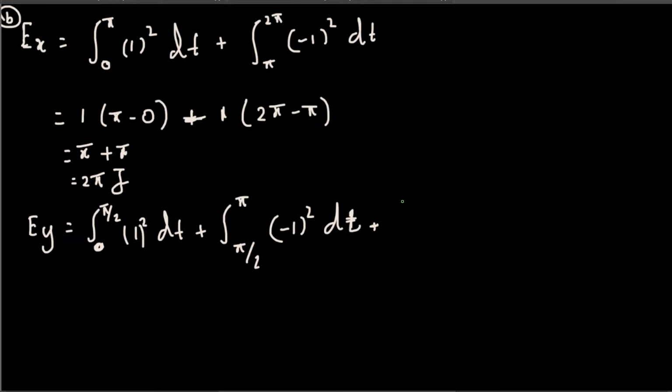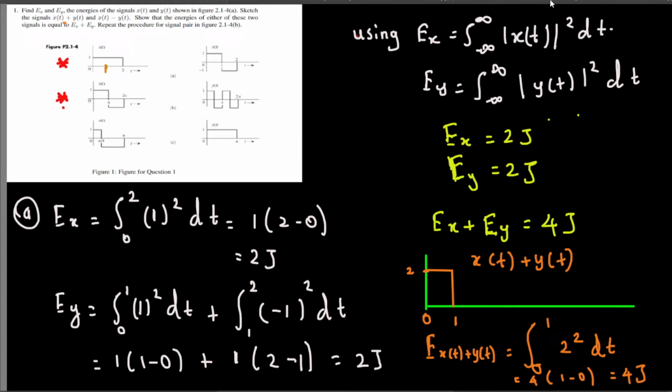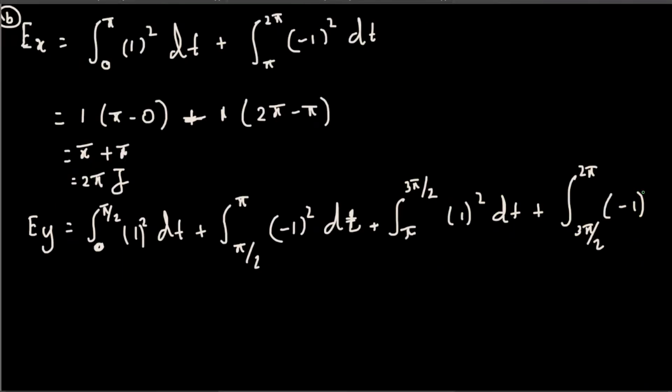π to 3π/2. Okay, 0 to π/2, π/2 to π, π to 3π/2. At that time we have positive 1 squared dt, and the last one is 3π/2 to 2π. At that time the height is negative 1, so negative 1 squared dt. Now let's do the integration.